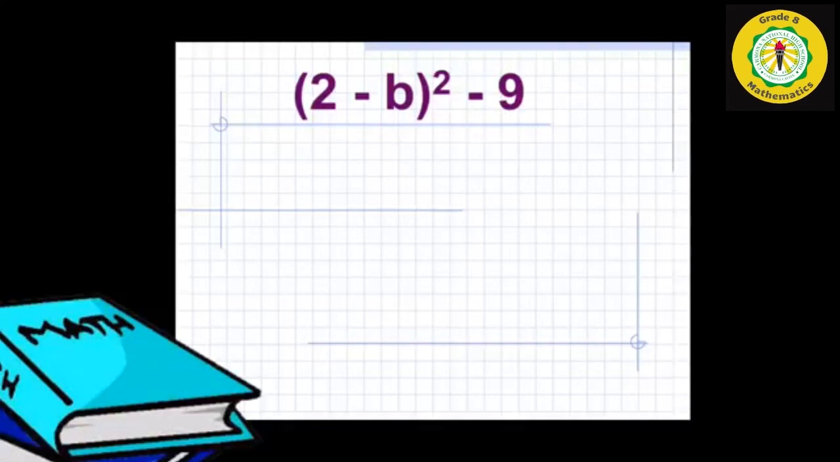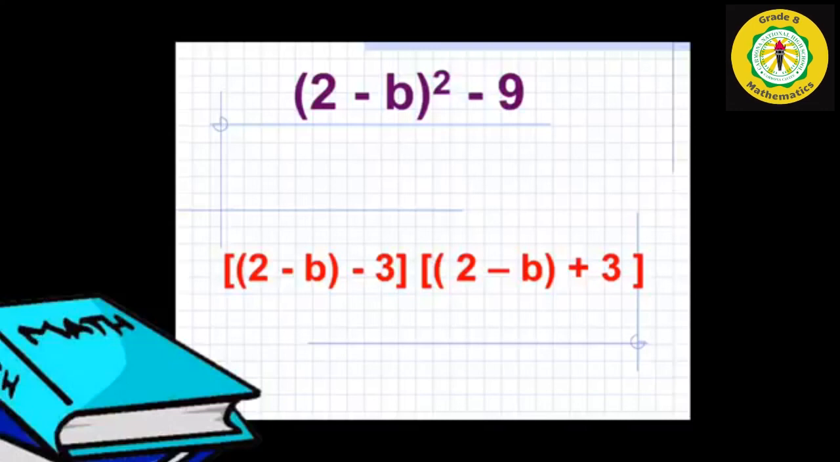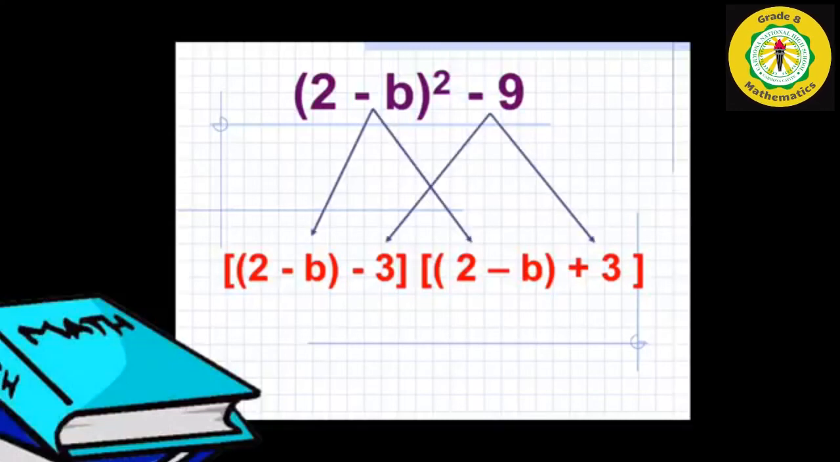For the next example, we have here the quantity of 2 minus b squared minus 9. As you can see here, we have two perfect squares. The square root of 2 minus b squared is 2 minus b, and the square root of 9 is 3. So for our answer, it is the quantity of 2 minus b minus 3 times the quantity of 2 minus b plus 3.